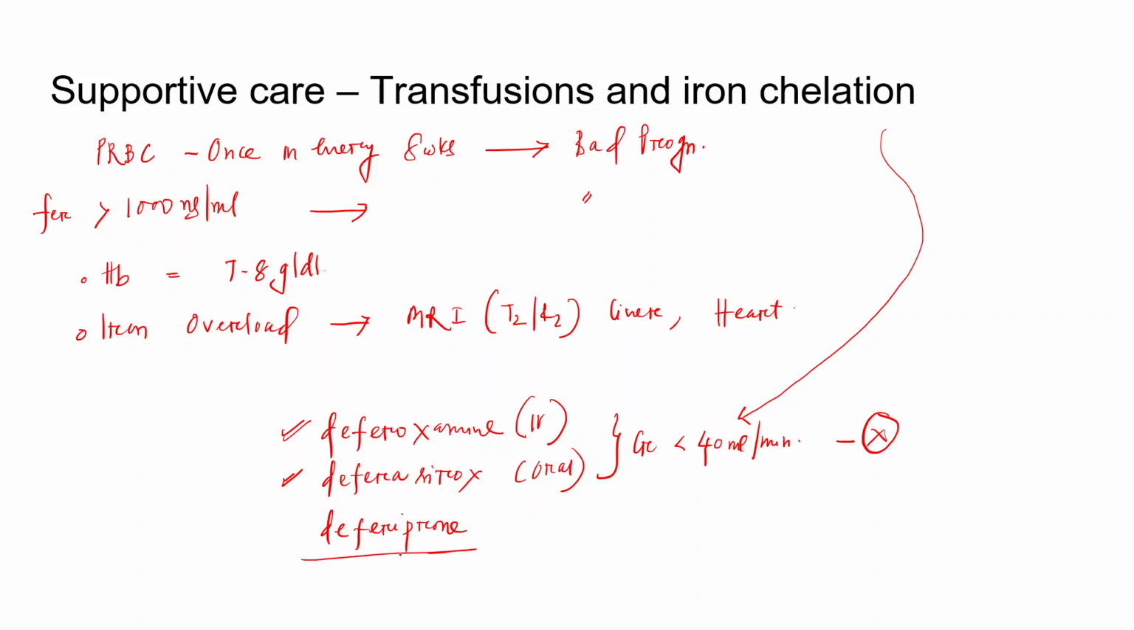Deferiprone, though it is used in patients with iron overload, is mostly used in patients with thalassemia. It is usually avoided in patients with MDS because it has a high risk of agranulocytosis, so this is always avoided in patients with MDS. Deferoxamine or deferasirox can be given. Deferasirox is an oral drug, so that is more preferred. More of these drugs we'll be discussing in the thalassemia section.